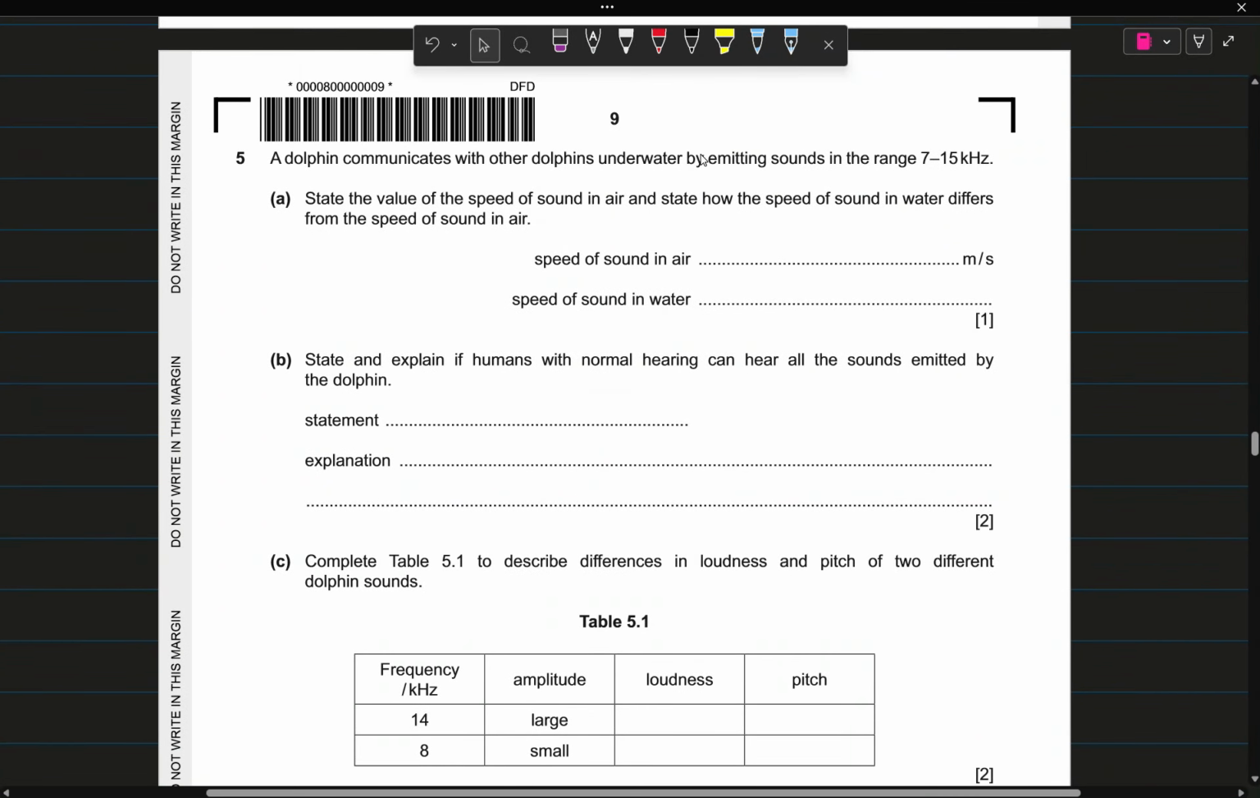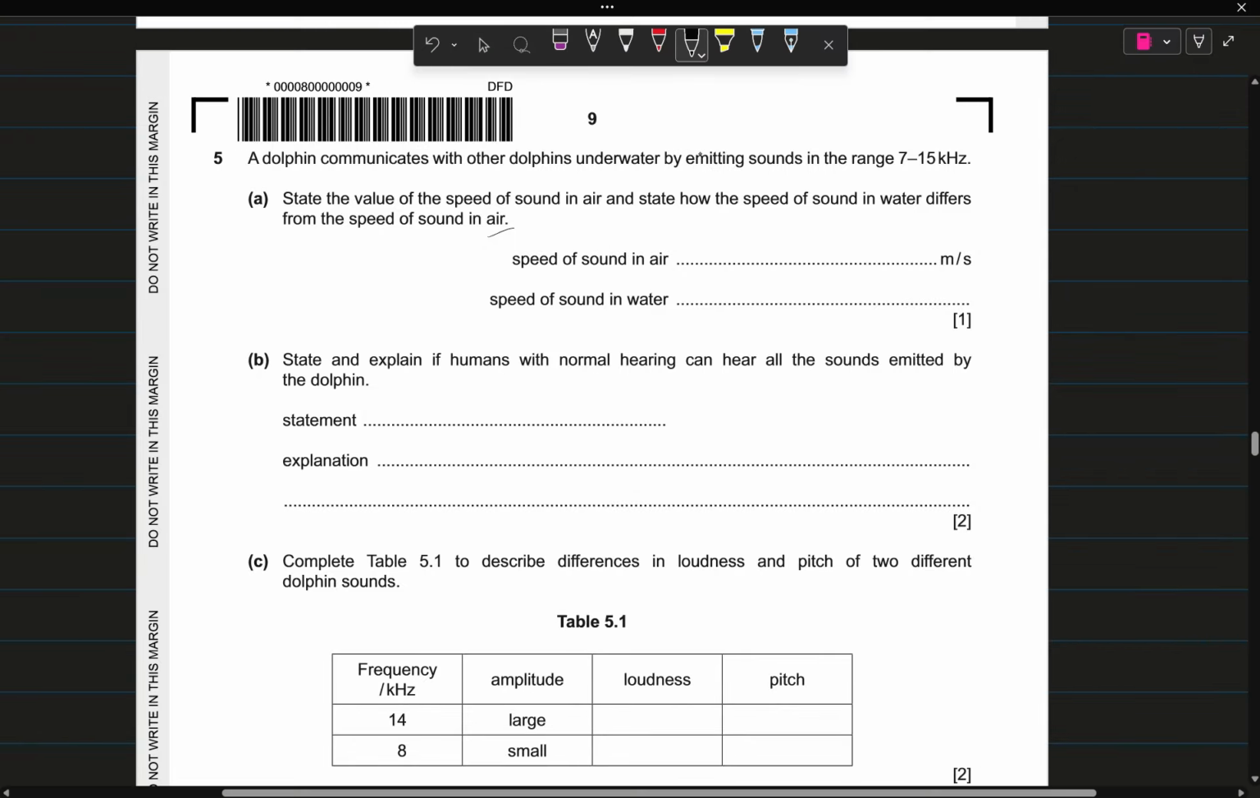A dolphin communicates with other dolphins underwater by emitting sounds in the range of 7 to 15 kilohertz. For part A, state the value of the speed of sound in air and state how the speed of sound in water differs from the speed of sound in air. Okay, so we need to state the value of the speed by itself and then how that is different from air. Alright then.